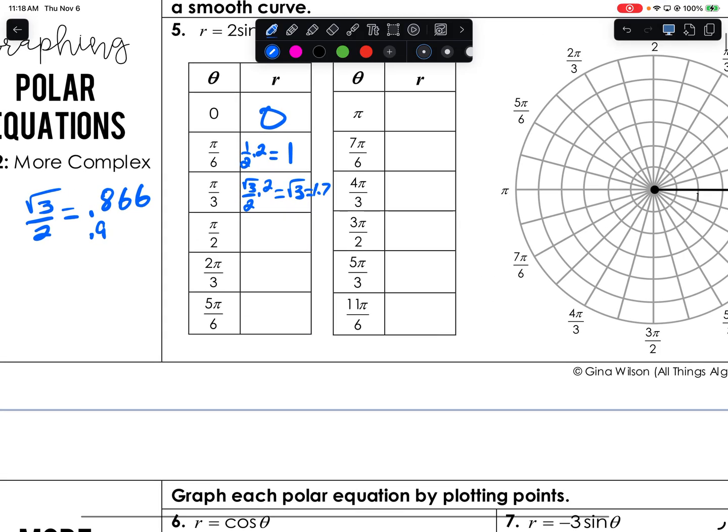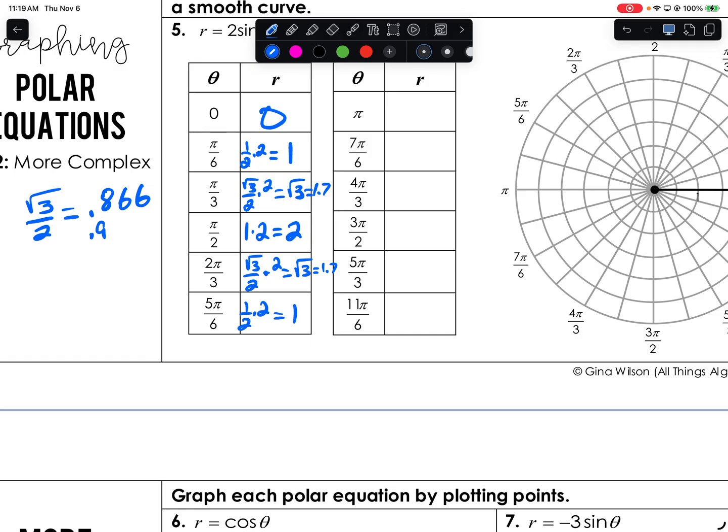Okay? So pi over 2, what's a y value? 1. What do I have to multiply it by? 2. So I get 2. So 2 pi over 3. What's a y value? Root 3 over 2. What do I multiply it by? 2. And I get root 3, which is about 1.7. 5 pi over 6, what's a y value? 1/2 times 2 is 1.